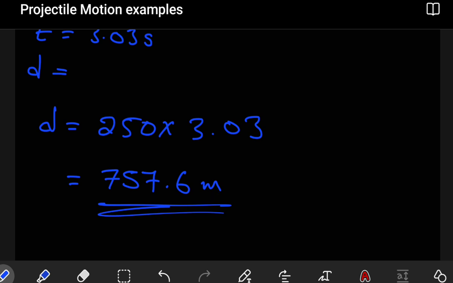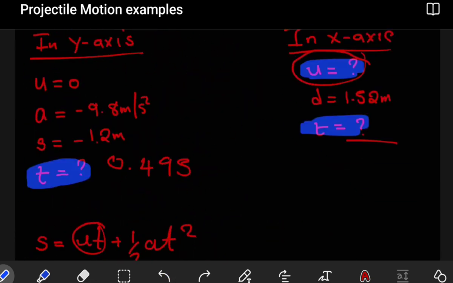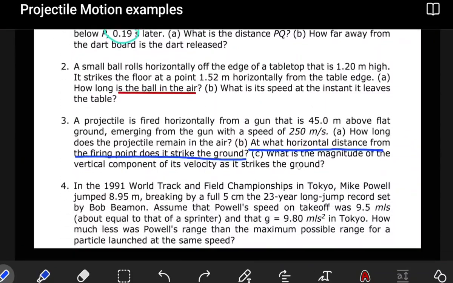It makes sense. This is a bullet. Look at that initial speed of 250. It has to go very far. Okay, so that answers the second part of the question. Let's quickly look at the third part. What is the magnitude of the vertical component of its velocity as it strikes the ground?